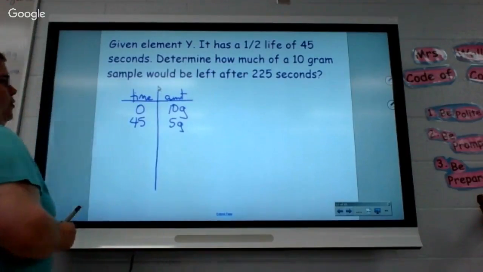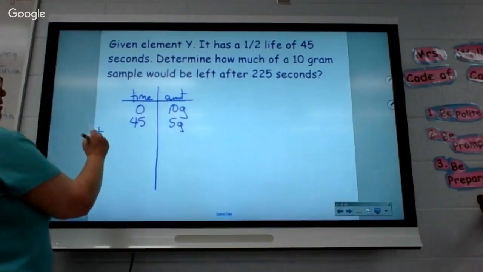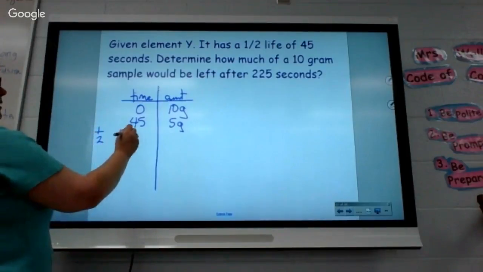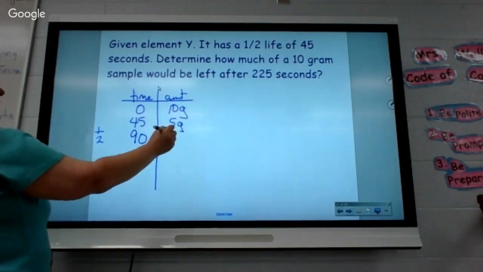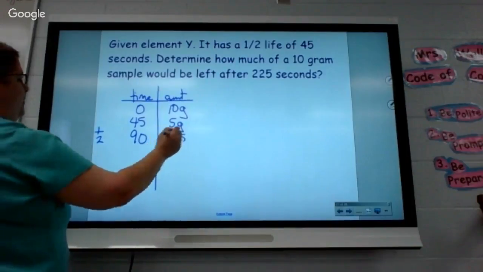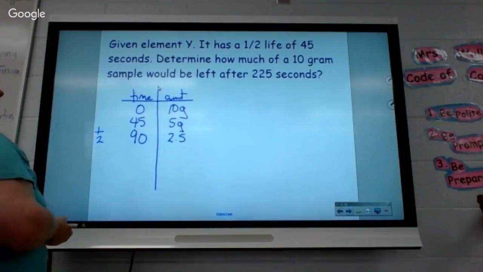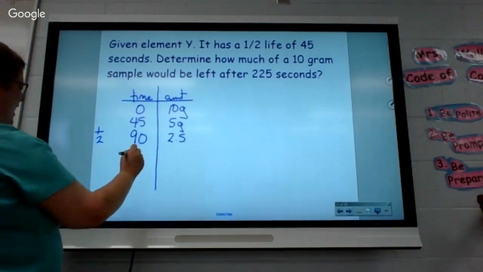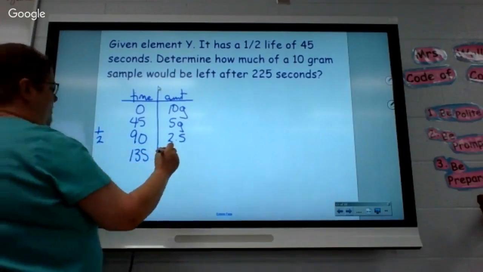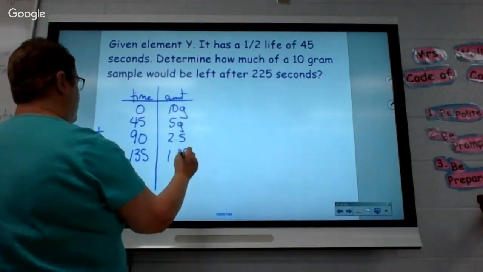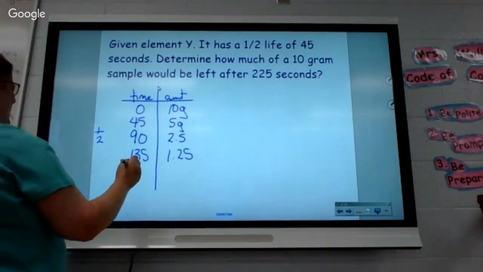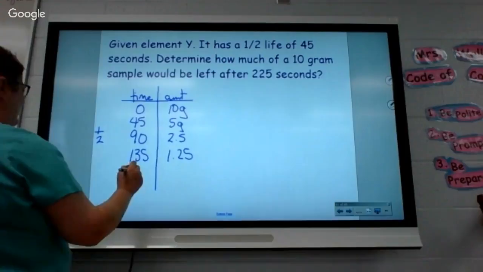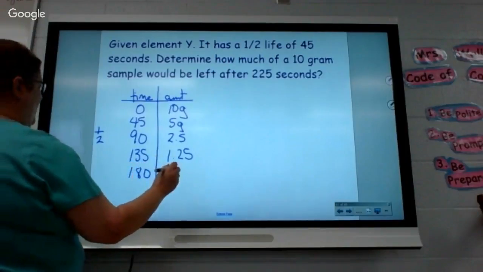All right, so add my half-life over here. So I get what? 90. What's left after 90? 2.5. Do they want 90? No, it couldn't have been that easy. All right, add 45 again. What's that, 135? And what do I have left? All right, add 45 again. That's what, 180? What's left over here?